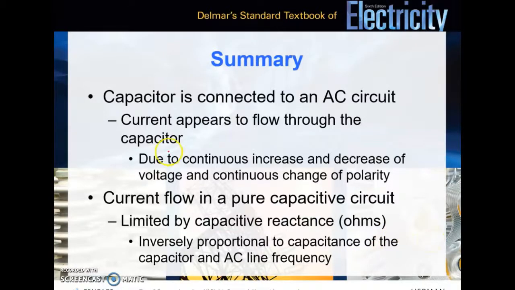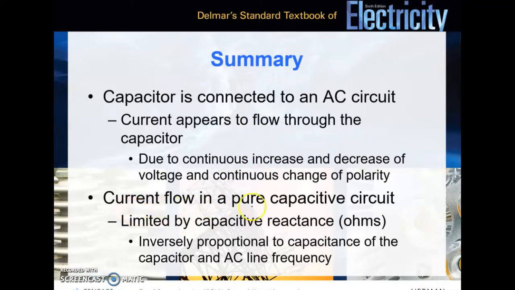So in summary, when a capacitor is connected to an AC circuit, it looks like current is flowing through the capacitor. It's not. Current should not flow through a capacitor. If current flows through a capacitor, that means the capacitor is bad. It's broken down. The dielectric is broken down. This appearance of current flowing in an AC circuit, it's because the voltage is constantly going up and down and it changes polarity.